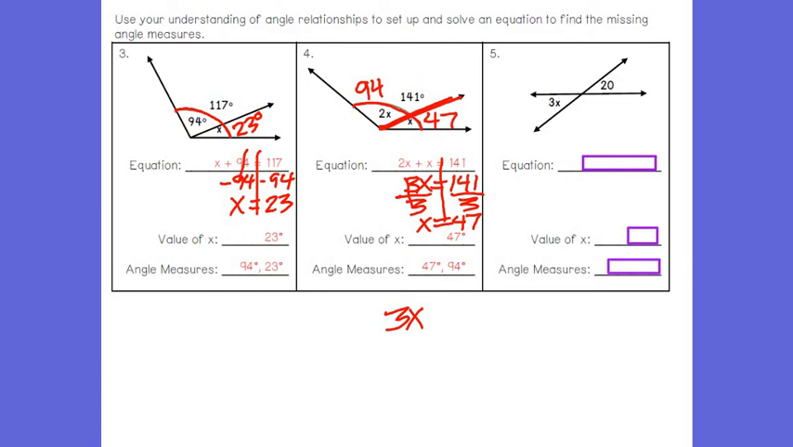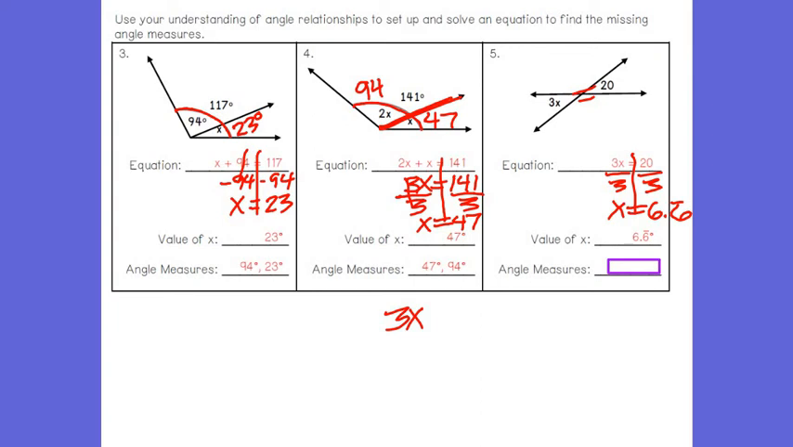Number 5. What vocabulary word do you see? Vertical. And vertical angles are the same. They equal each other. So that means there's my equation right there. 3x equals 20. So to find the value of x, I just solve this. Divide by 3. I get x equals 6.6 repeating degrees. So the value of x is 6.6 repeating degrees.